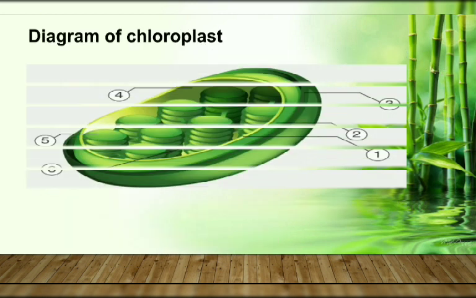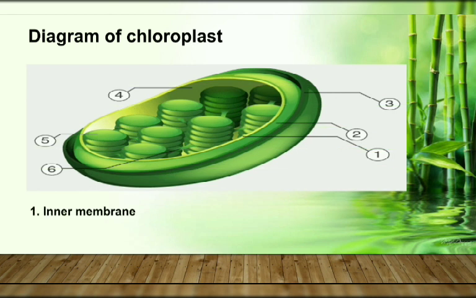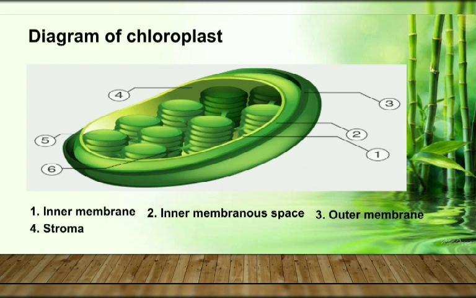Now see the diagram of chloroplast. This one is the inner membrane, second is the intermembrane space, third is the outer membrane, and fourth is the stroma, the liquid which is present inside. Inside the stroma, the dark reaction takes place. Dark reaction is also called the Calvin cycle. During this reaction, carbon dioxide combines with hydrogen ions to form C6H12O6, that is glucose. That glucose is later stored in the form of starch.